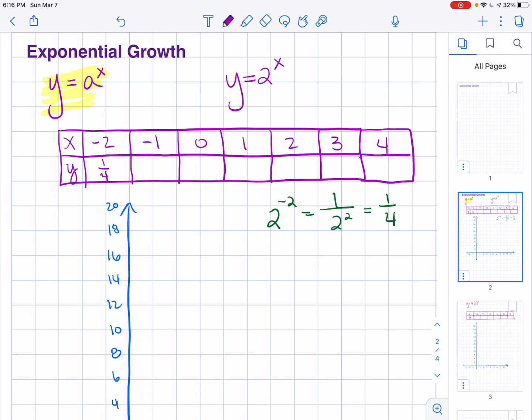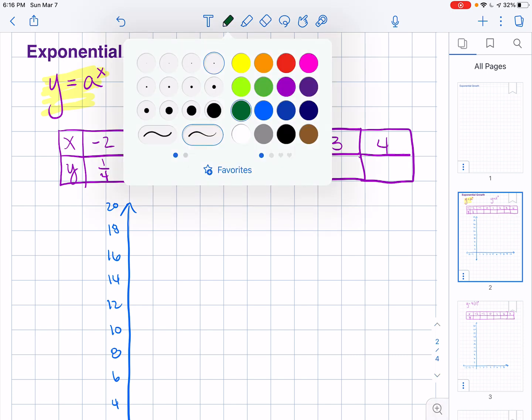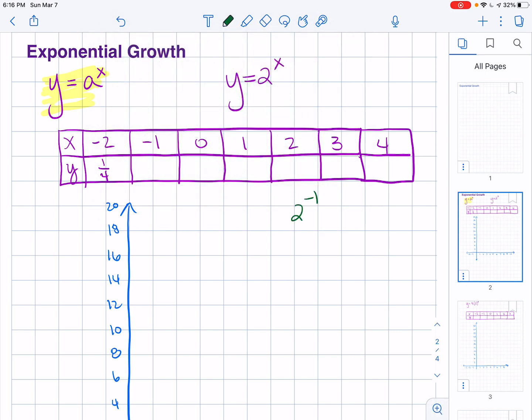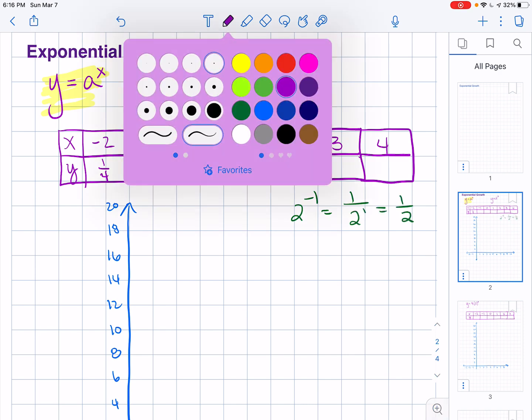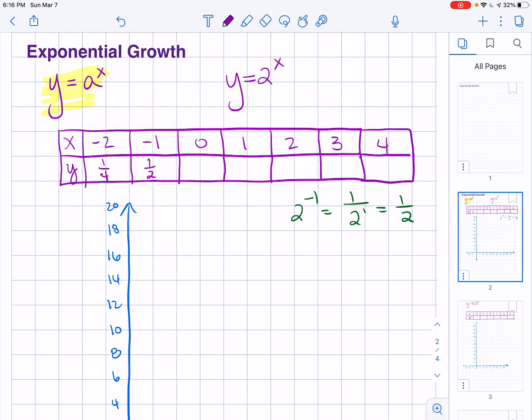Then 2 to the -1 power, again, I'll do that one down here in green as well. So 2 to the -1 power is 1/2 to the 1, which becomes 1/2. And then from here on out, it should be pretty straightforward. So let me erase this down here. So 2 to the power of 0, anything to the power of 0 is 1. 2 to the 1 power is 2.